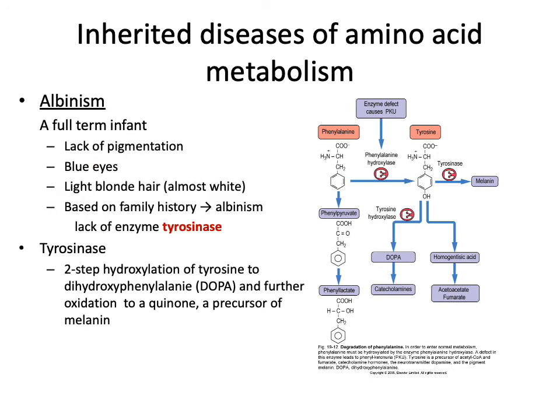Okay, so tyrosine is also a precursor for melanin, and if you have a defect in the enzyme tyrosinase that produces melanin, then you'll have albinism, which of course is lack of pigmentation. Generally, this doesn't involve a lot of other serious medical effects.